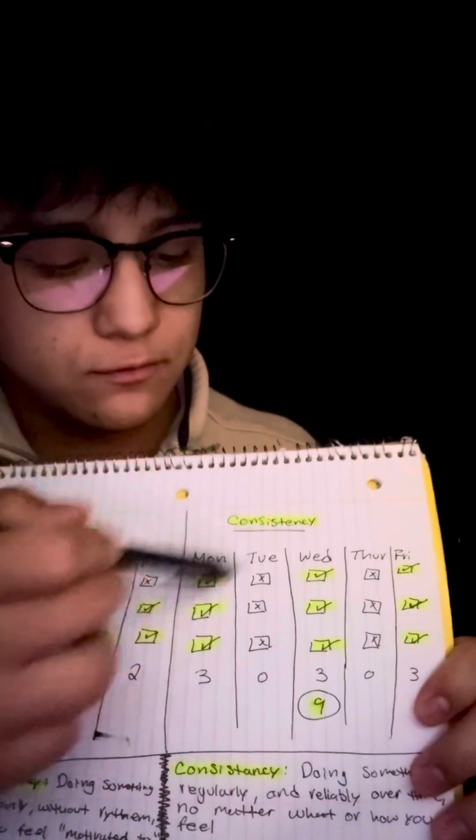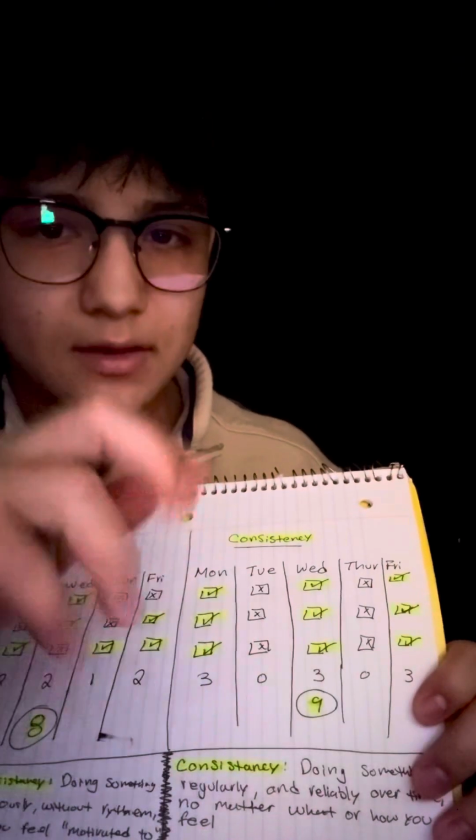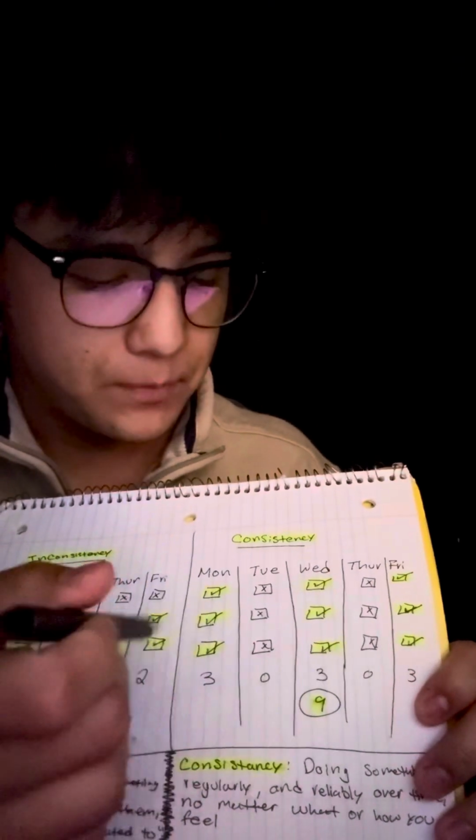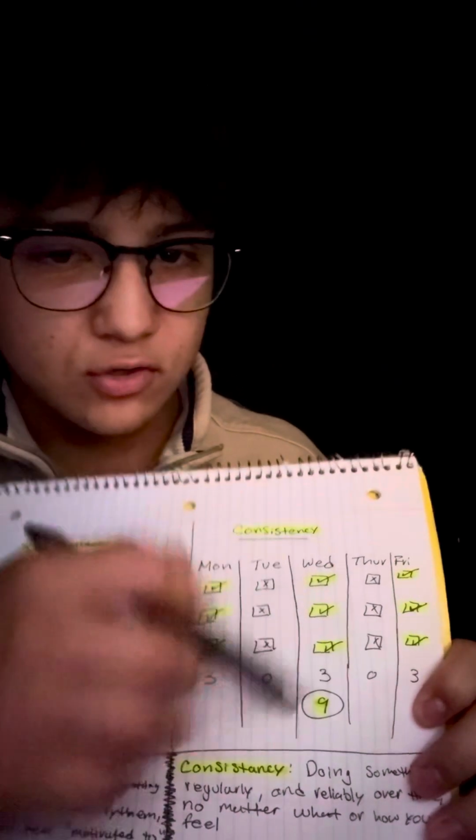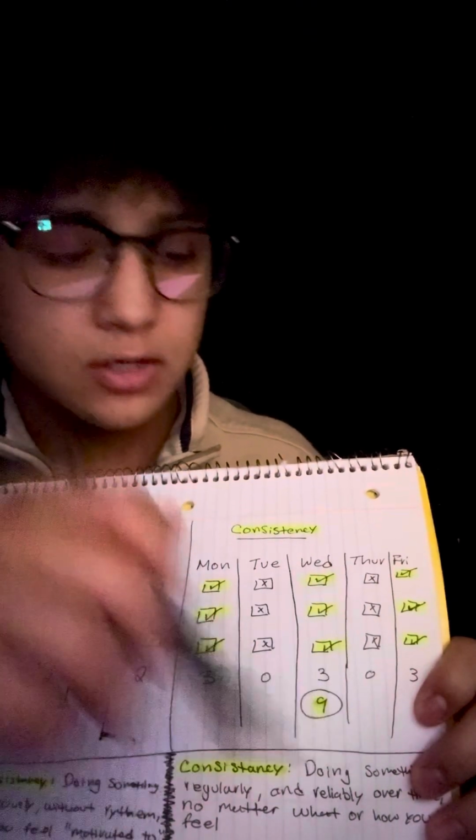So this is a pattern that we do for 3 full weeks, or let's say the weeks are only Monday through Friday. Okay, so we did this for 3 full weeks. Every single Monday, we did work. Every single Tuesday, we took a break. Every single Wednesday, we did work. Every single Thursday, we took a break. And every single Friday, we did work.